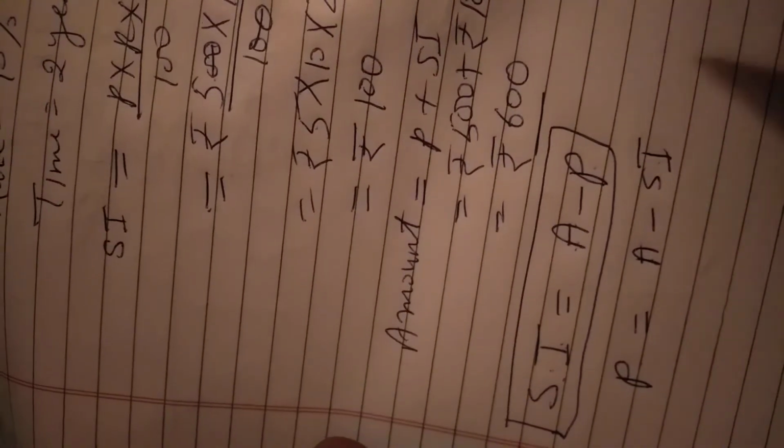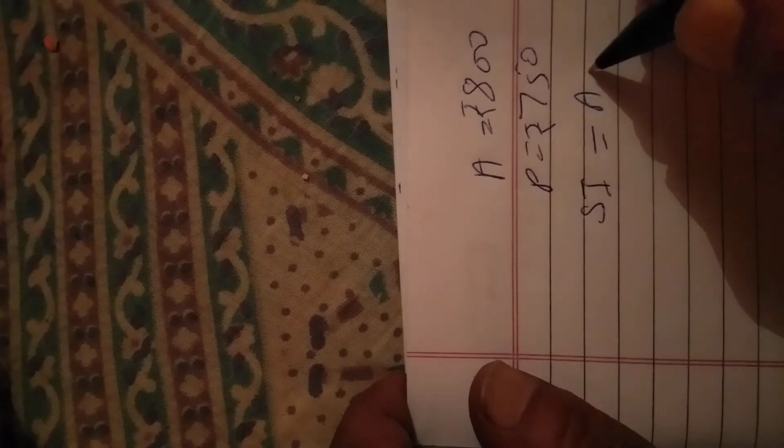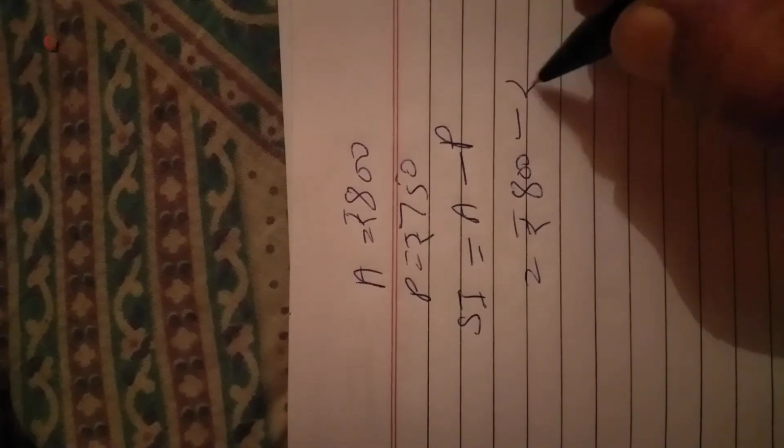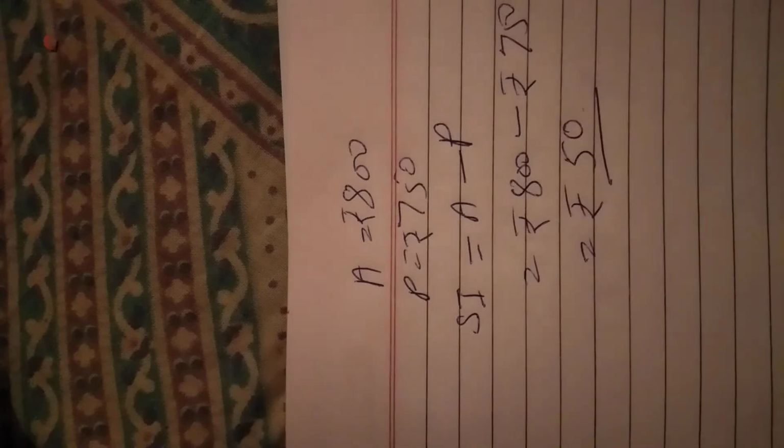Now, let us take one example. If I have amount 800 rupees and principal 750 rupees, what will be the simple interest? You will subtract principal from amount: amount minus principal. So amount is 800 minus principal 750 rupees. So simple interest will be 50 rupees.